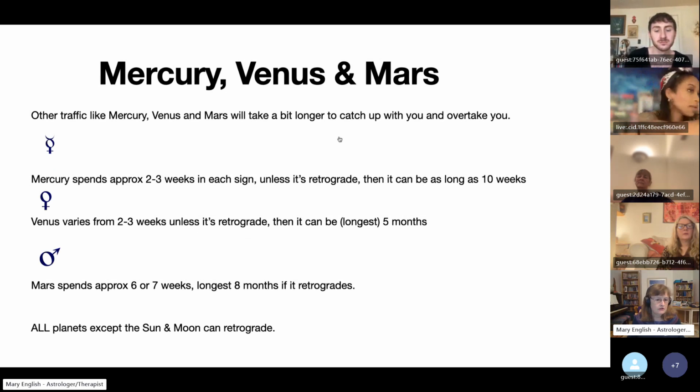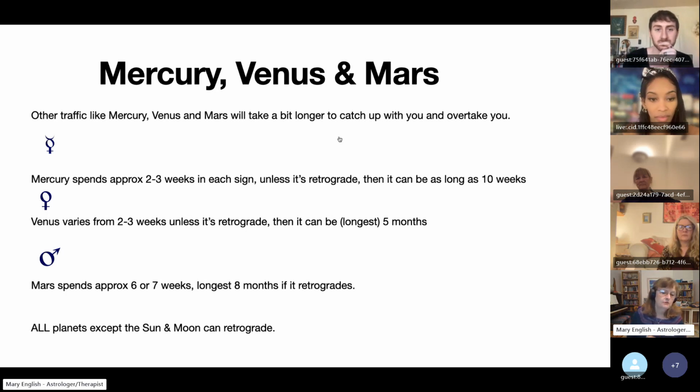Other traffic like Mercury, Venus and Mars will take a bit longer to catch up with you and overtake you. I've included the symbols there for each of those planets. The one for Mercury is a little cross with a circle and a bit on top, because unless you know a lot of astro language, it's quite difficult when you're first learning to remember which planet looks like what. But you'll get a copy of this as a PDF afterwards.